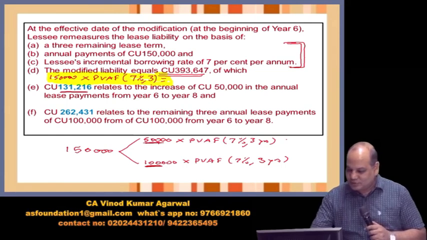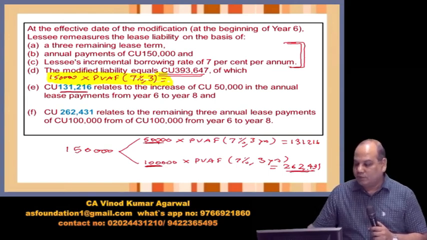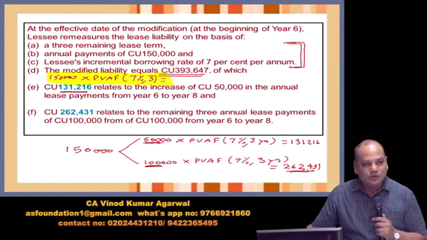Okay. So this is 131,216. This is 262,431. If only the lease term would have changed, my liability would have become 262,431 at the revised rate. Okay.